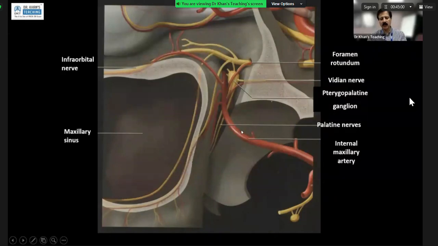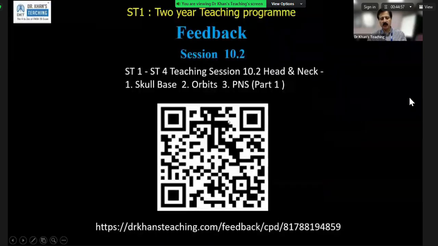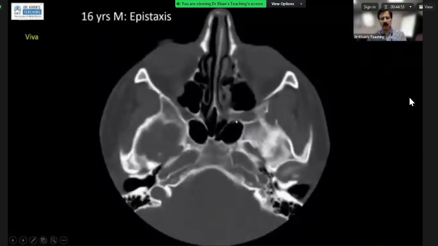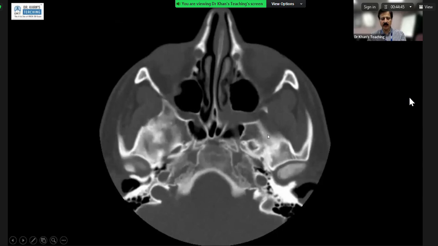And the internal maxillary artery is here. It is a very vascular tumor. So look at this case, and we will compare it with the normal side. This is the CT scan of the same case, and this will teach you everything. If you see here, look at this soft tissue. So this is the nasal cavity, and the tumor is arising from the middle meatus. Correction, the superior meatus. Compare it with the normal side.